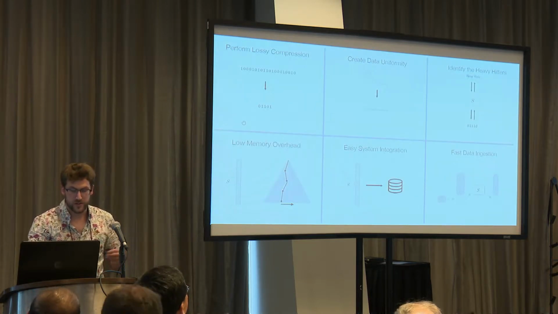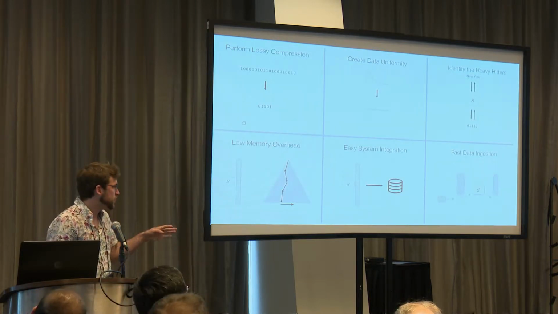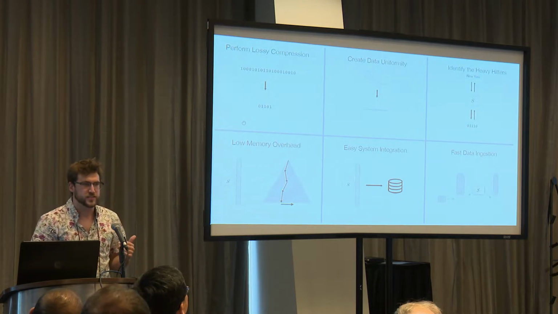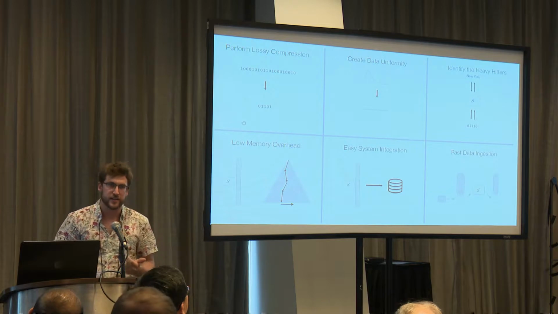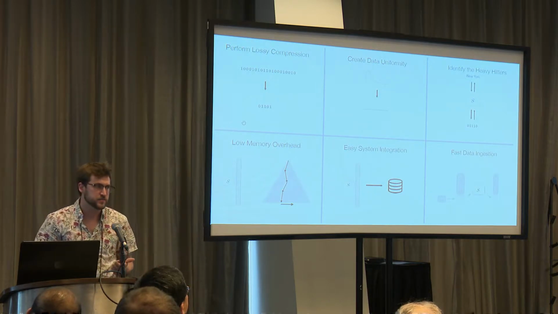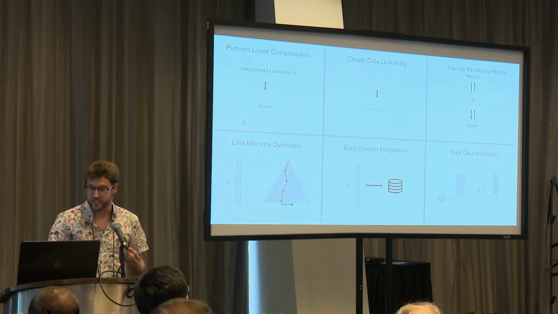There are also a couple things that we're not going to talk about, but I do want to highlight very quickly. The first is that column sketches tend to have low memory overhead. The second thing is that they can actually easily be integrated into systems. And the third thing is that they can ingest data fairly quickly.